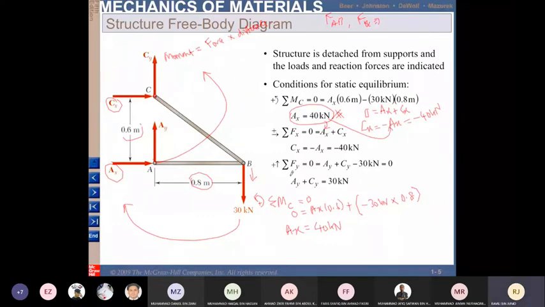Similarly in Y direction, you have CY, AY, and 30 kilonewton. Going up you consider as positive, so you get AY plus CY minus 30 kilonewton. AY and CY are positive because they are going upward, and the 30 kilonewton is negative because it is going downward. So you get AY plus CY equal to 30 kilonewton.